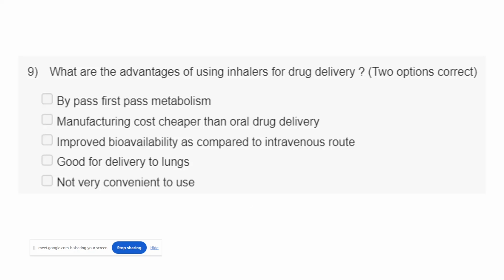Okay, we have the next question here. What are the advantages of using inhalers for drug delivery?